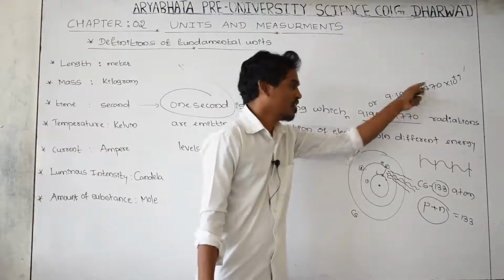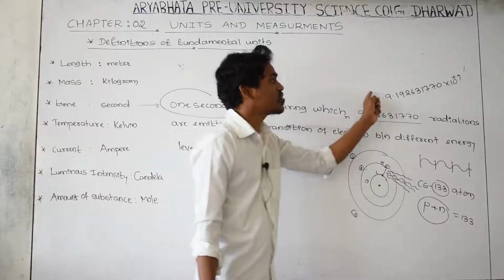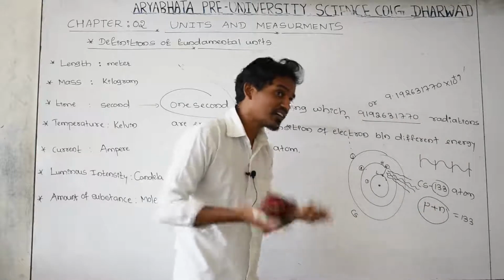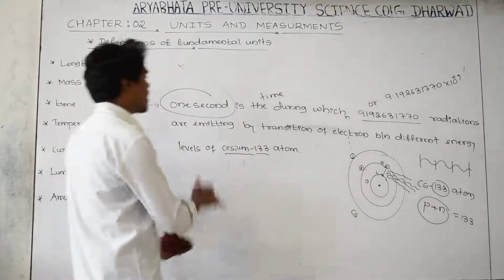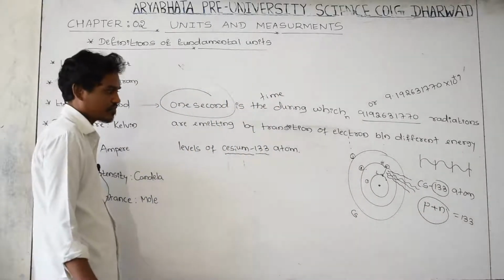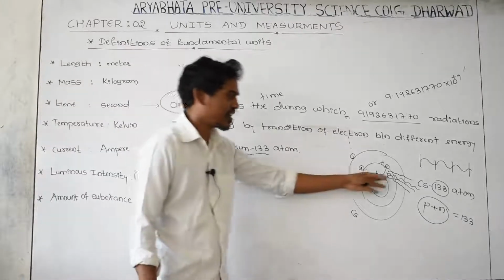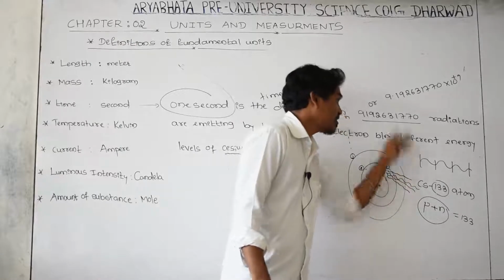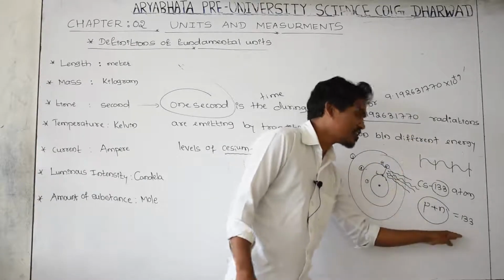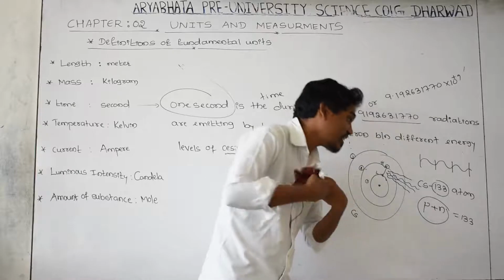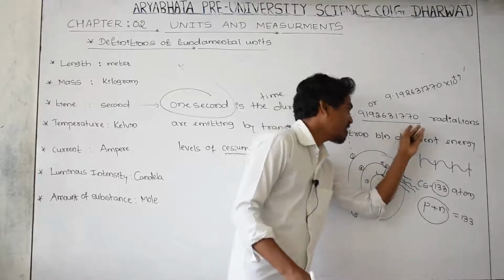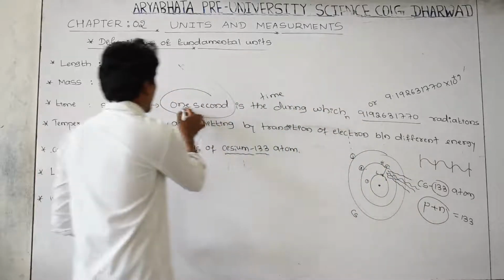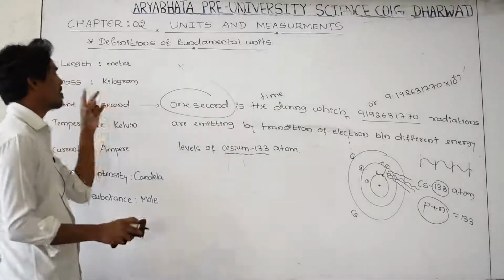9.192631770. For this many radiations to come out of the cesium atom, how much time is needed? That time we are going to call 1 second. And this is exactly what we are getting. If this much radiation is coming out of the cesium metal, then how much time is it taking? That time we are going to call 1 second. That's why it is the SI unit of time.